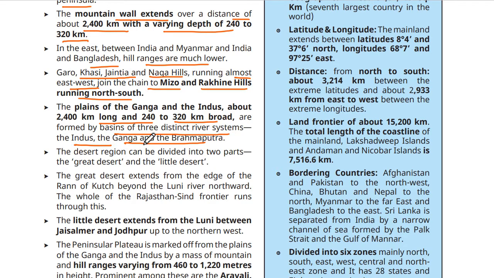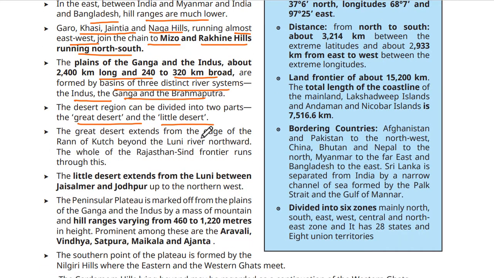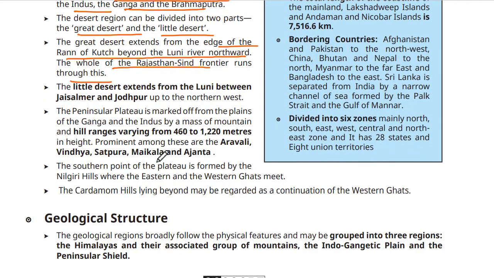The desert region can be divided into two parts, the Great Desert and the Little Desert. The Great Desert extends from the edge of the Rann of Kutch beyond the Luni River northward. The whole of Rajasthan-Sindh frontier runs through this. The Little Desert extends from the Luni between Jaisalmer and Jodhpur up to the northwest.